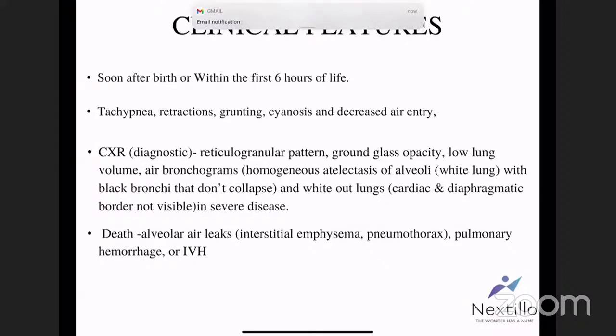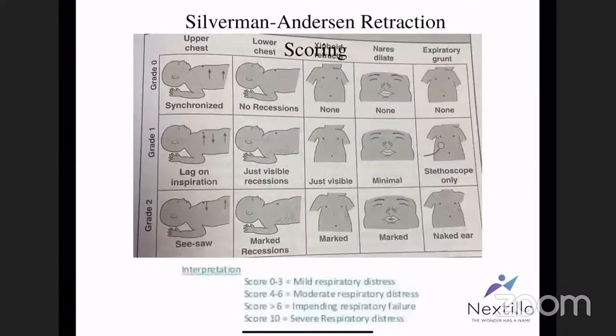So this was something about the clinical features: the premature baby presents soon after birth or within the first 6 hours of life. There can be tachypnea, retractions or grunting, cyanosis, and decreased air entry, which is scored by Silverman-Andersen retraction scoring. If the score is 0 to 6, it is categorized as mild to moderate respiratory distress. If the score is more than 6, it's impending respiratory failure. And when the score is 10, it is severe respiratory distress.